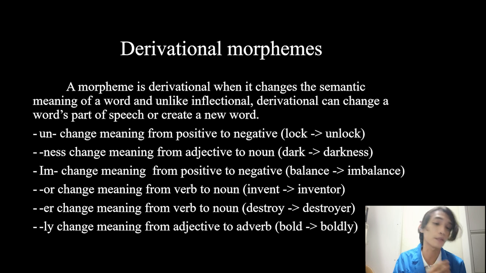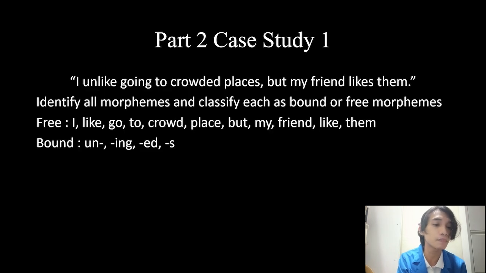Then we go to part 2. This is case study 1. "I unlike going to crowded places, but my friend likes them." Identify all morphemes and classify each as bound or free morpheme. The free morphemes are I, like, go, to, crowd, place, but, my, friend, like, them. And for the bound morphemes: un-, -ing, -ed, -s.